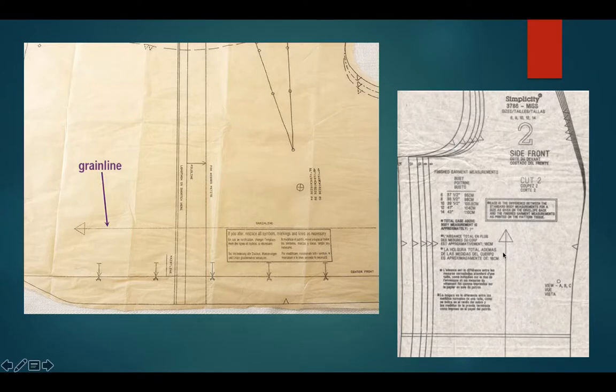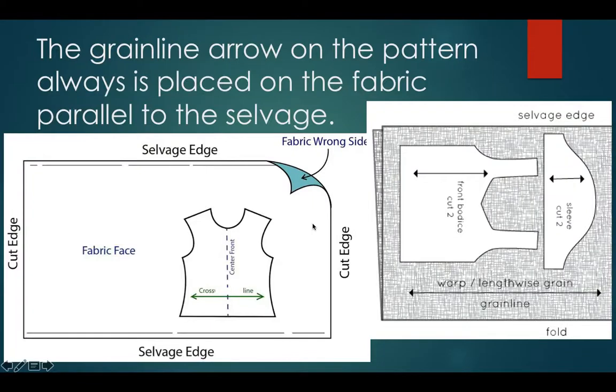Here's some more grain line examples on pattern pieces. And here's how it looks on fabric. I've got my selvage edge over here, and I've got my grain line lined up so it's parallel to my selvage edge. Same goes here. I just have the selvage here and my arrows parallel to the selvage edge. And you measure both ends of the arrow to the edge of the fabric, specifically the selvage edge. If they're the same, it's parallel.